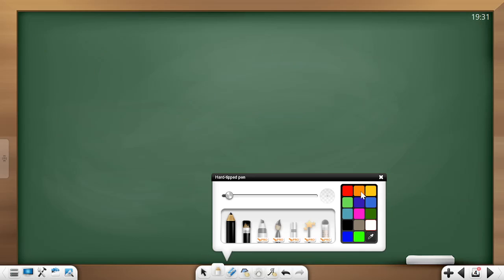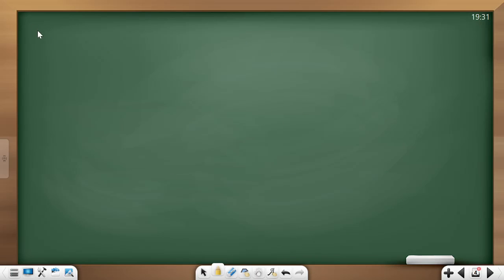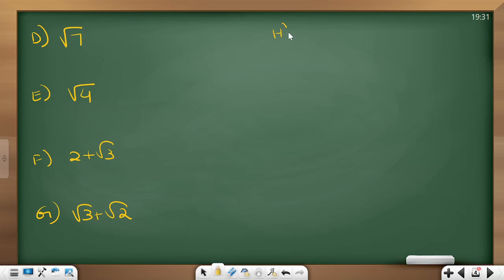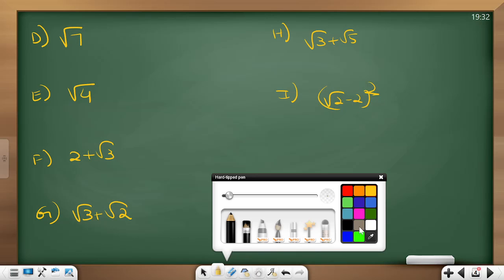Similarly, I have some more questions for you. A, B, C, right? I'll go for the D question also. Root 7, and E bit, root 4, F bit, 2 plus root 3, G bit, root 3 plus root 2, H, root 3 plus root 5, I, root 2 minus 2 whole square. Okay, we will stop it here.